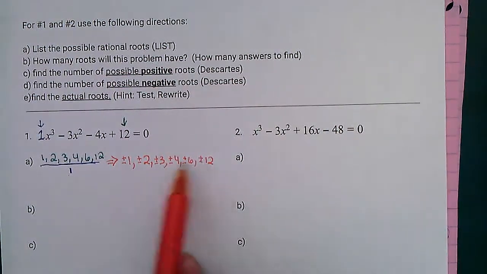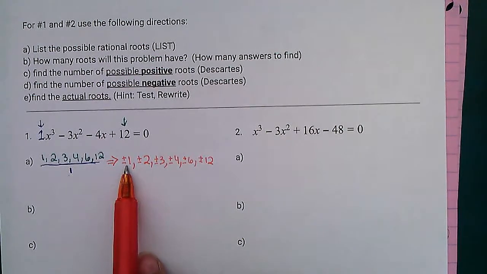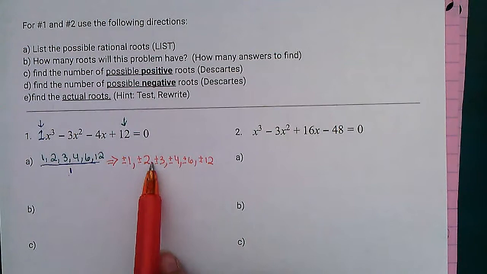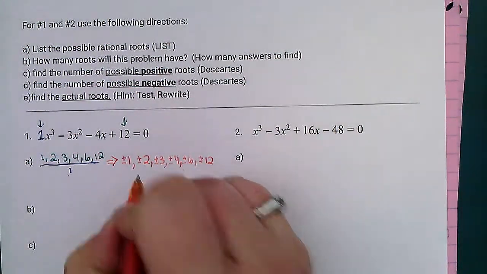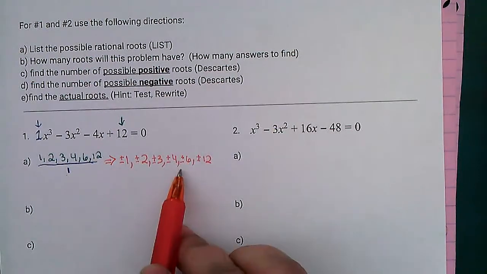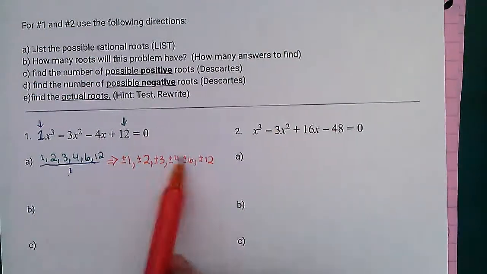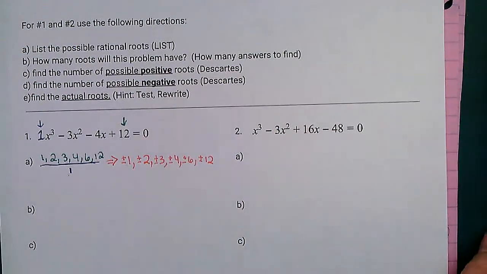So this looks like a nice little list, but remember these plus minuses each count as 2, because that's 1 and negative 1, 2 and negative 2, etc. 1, 2, 3, 4, 5, 6. So there are actually 12 possibilities here. But that's better than infinity, so that's good.